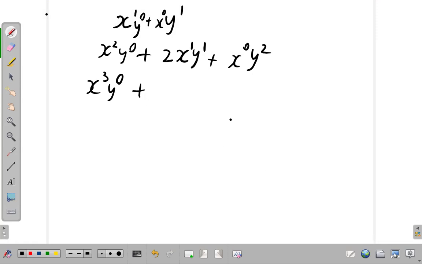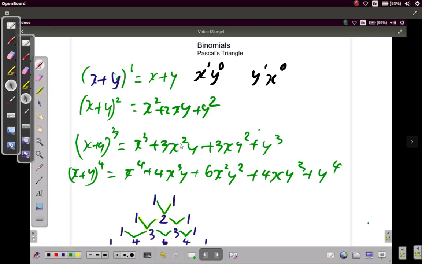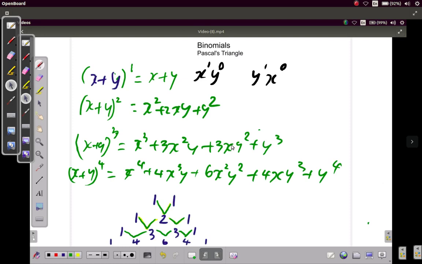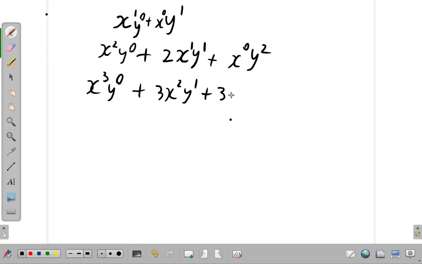Plus what now? This is 3x squared y, which is 3x squared y to the 1. I want to show the 1 there. So it's 3x to the 2 y to the 1. Plus what now? This is 3x y to the 2, so you could write it as 3x to the 1 y to the 2.